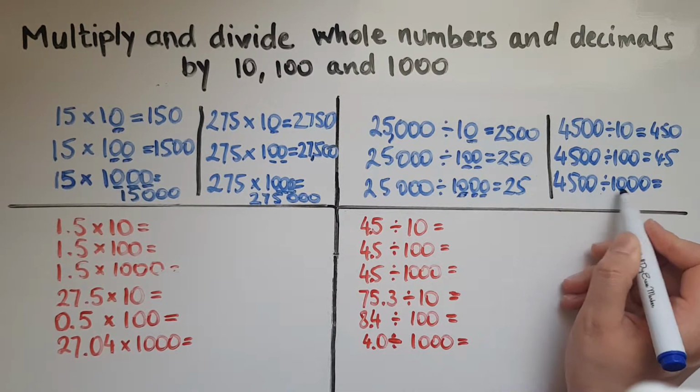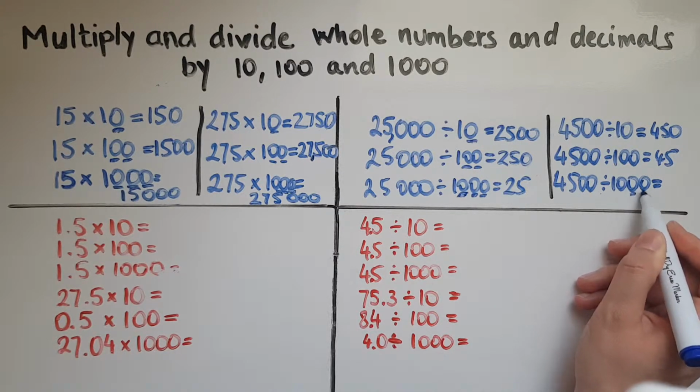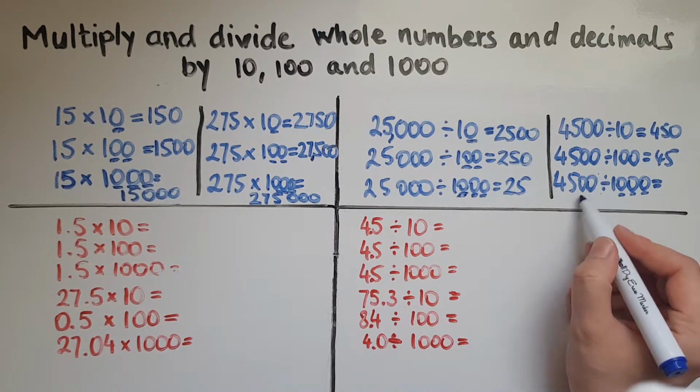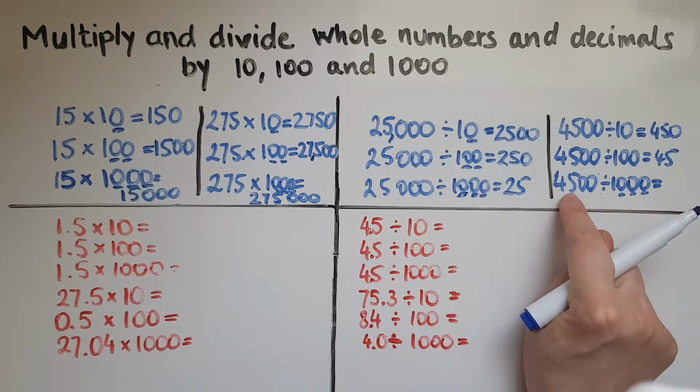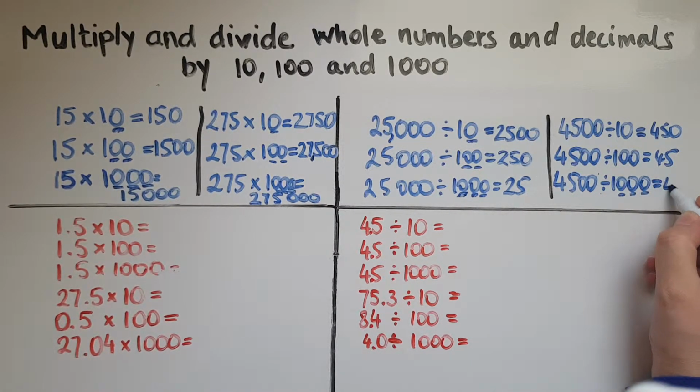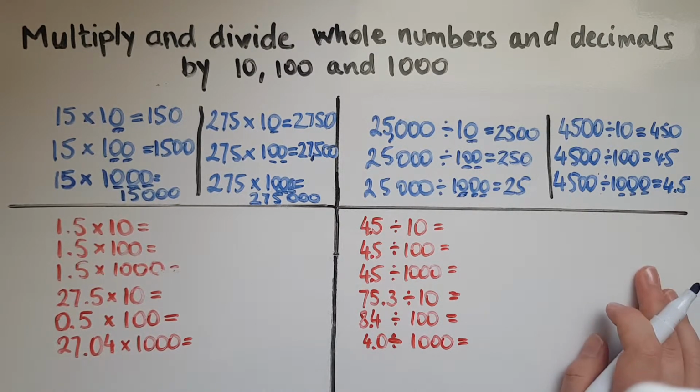4,500 divided by 1,000. So 1, 2, 3 zeros. So we go 1, 2. Now this is a 5, so I can't really knock that off. So what I'm going to do, I'm going to write the answer as 4.5. And how does that make sense?